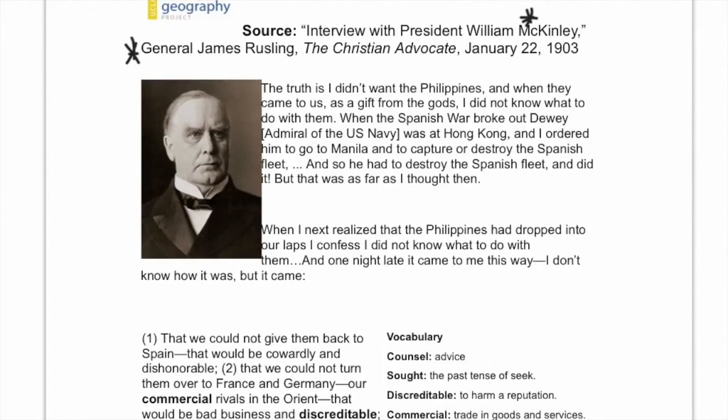Who was the intended audience? It seems like it was readers of the Christian Advocate. So we have to assume that the people that read this newspaper were Christians and were people who believed in some sort of cause. So we're going to put a star next to the Christian Advocate.